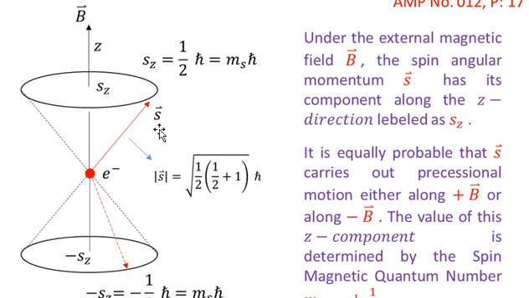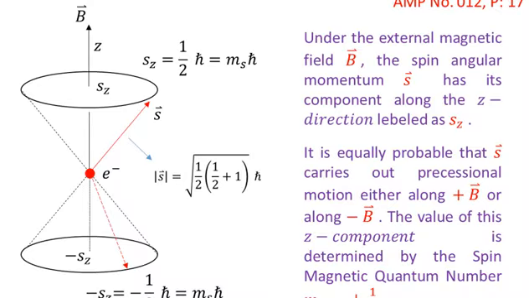And you know that the magnitude of vector S is given by the square root of s into s plus 1. And you know that the value of the spin quantum number is half. It is a fixed quantity. So half into half plus 1 under the square root, multiplied by h bar, will give you the magnitude of the spin angular momentum.